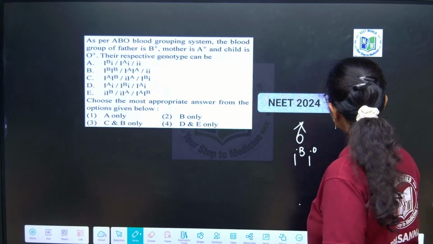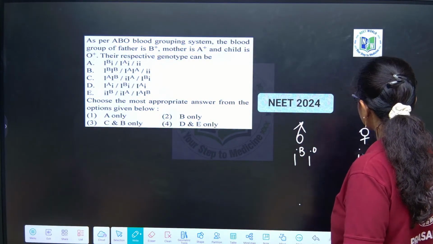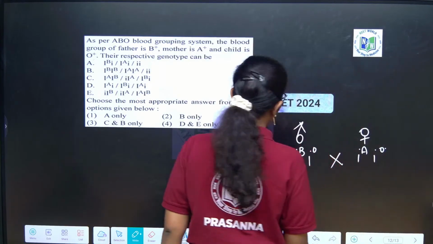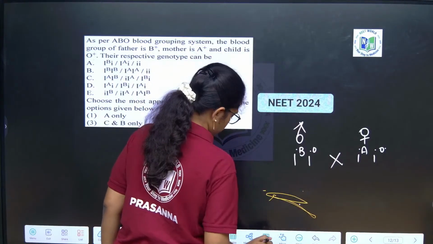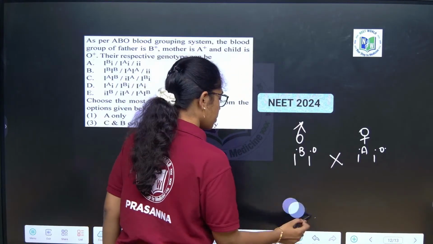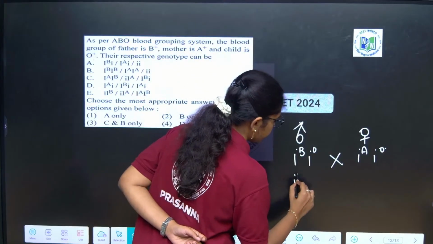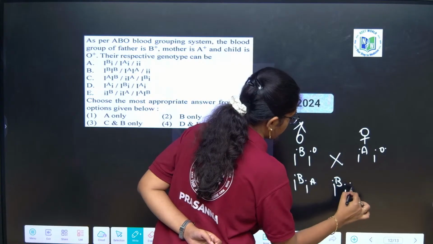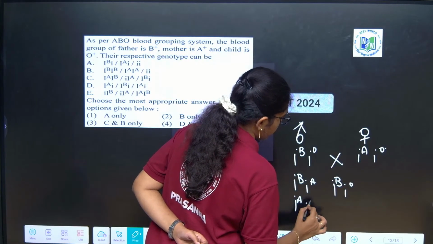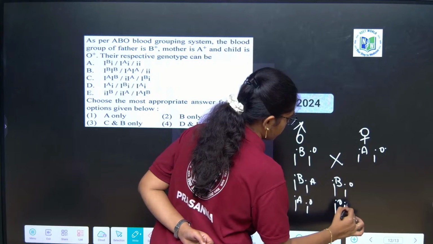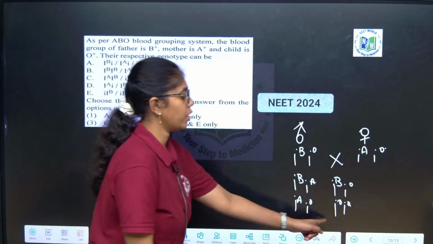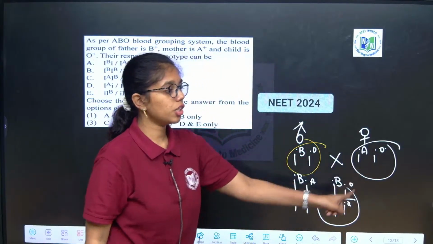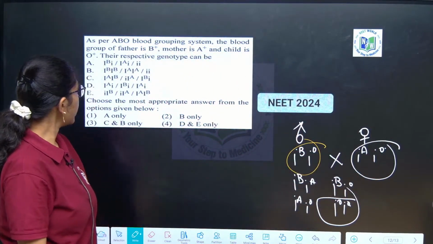okay, mother, look into the offsprings. So you got IO blood group in the offspring. So this you can confirm. This genotype you can confirm. Okay.